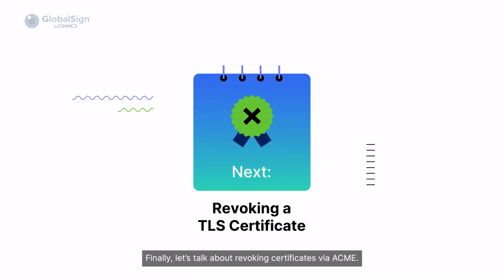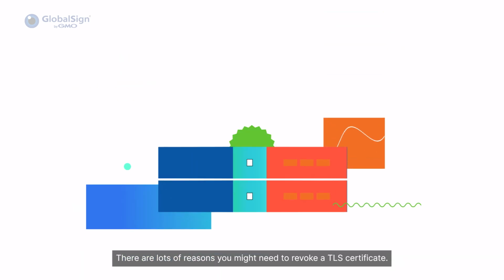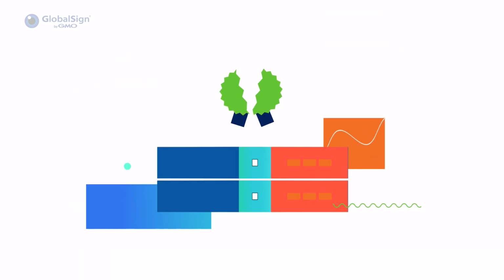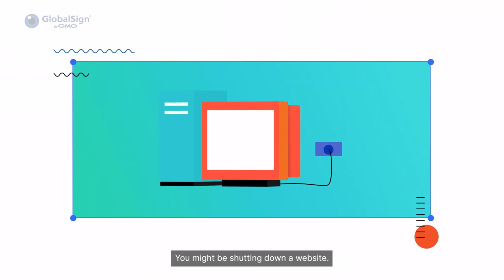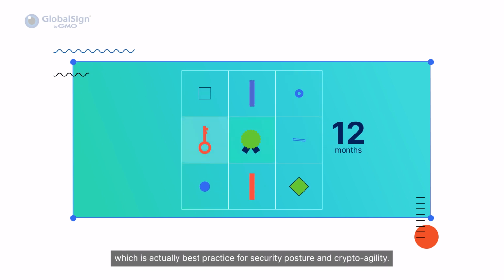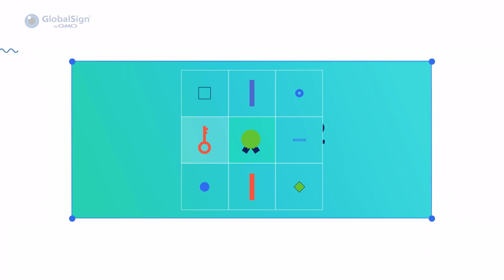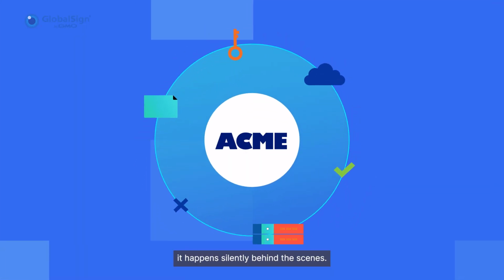Finally, let's talk about revoking certificates via ACME. There are lots of reasons you might need to revoke a TLS certificate. The private key might be compromised. You might be shutting down a website. Or maybe you rotate certificates and keys more often than the required 12 months, which is actually best practice for security posture and crypto agility. Regardless, it's easy with ACME, and best of all, it happens silently behind the scenes.